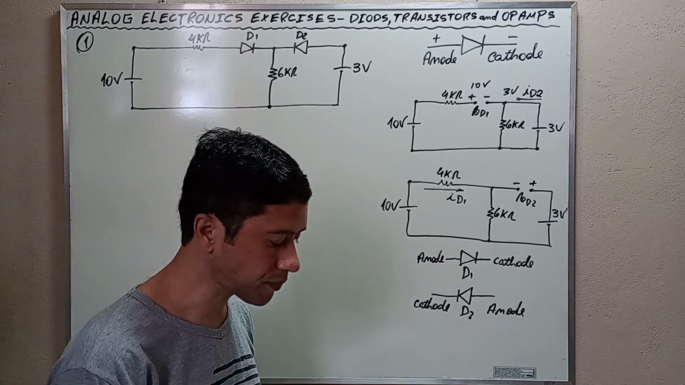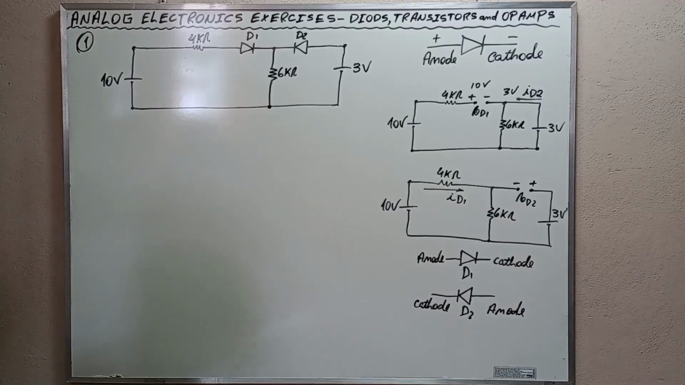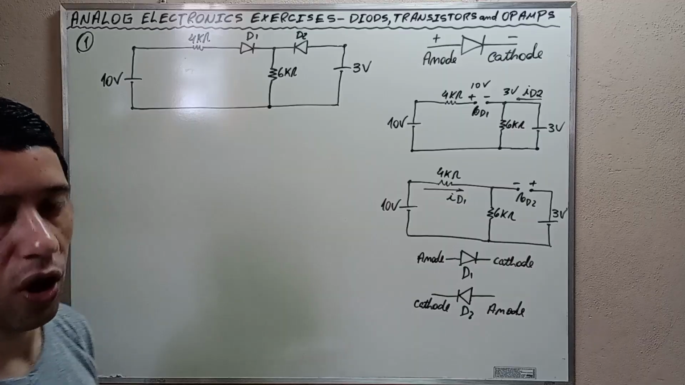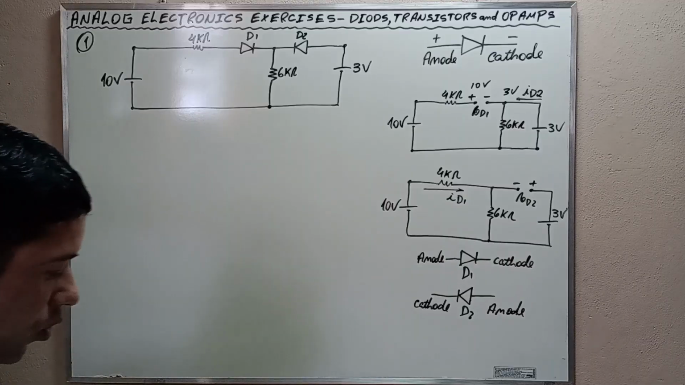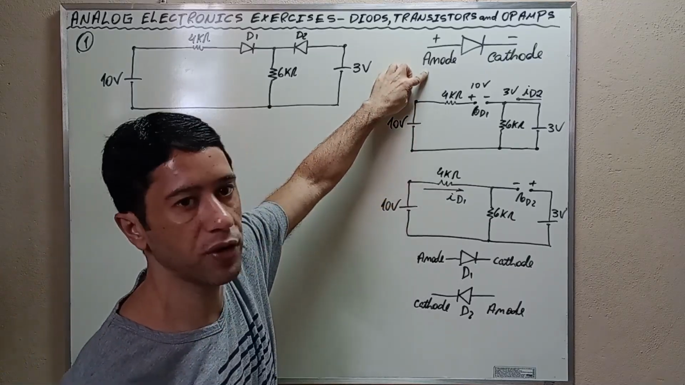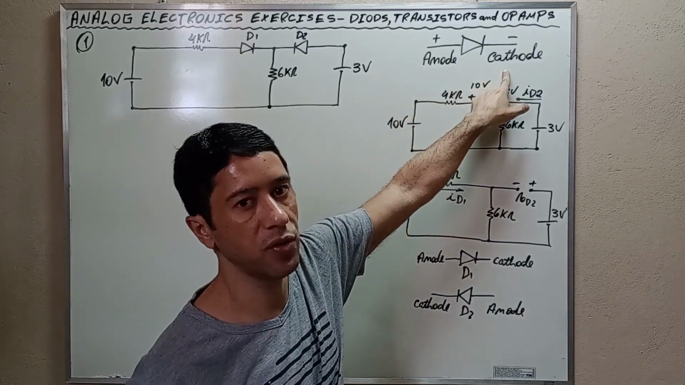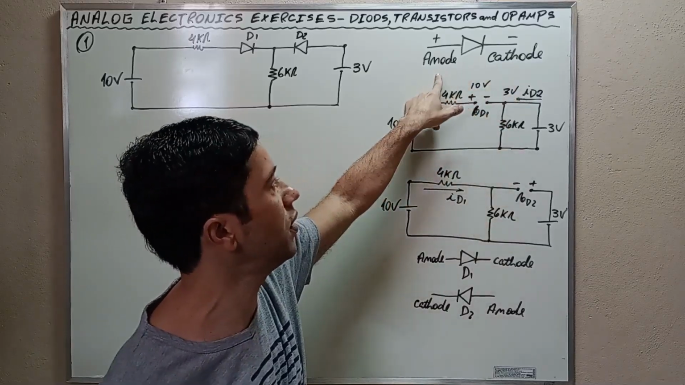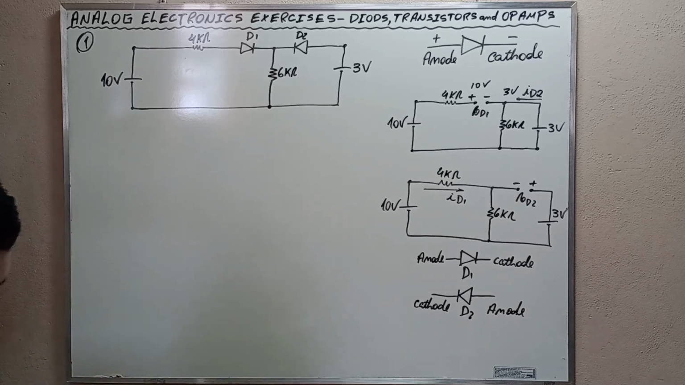Exercise number 1. For the circuit of the figure, state whether the diodes D1 and D2 are conducting or not. Alright my friends, this is the exercise. Let's go to the solution. For starters, a diode is going to be conducting when its anode is higher in potential than its cathode. When the cathode is higher in potential than its anode, it is off, not conducting, okay?